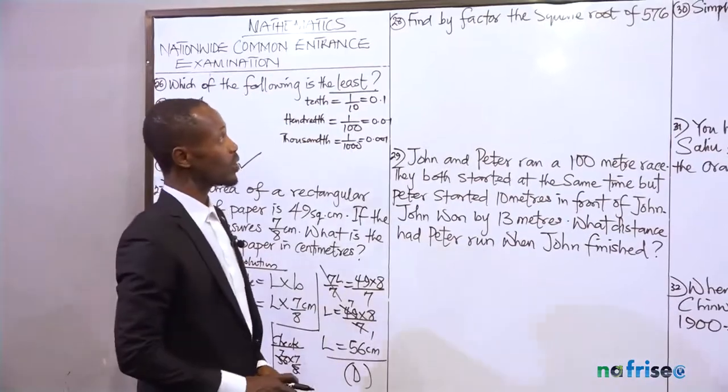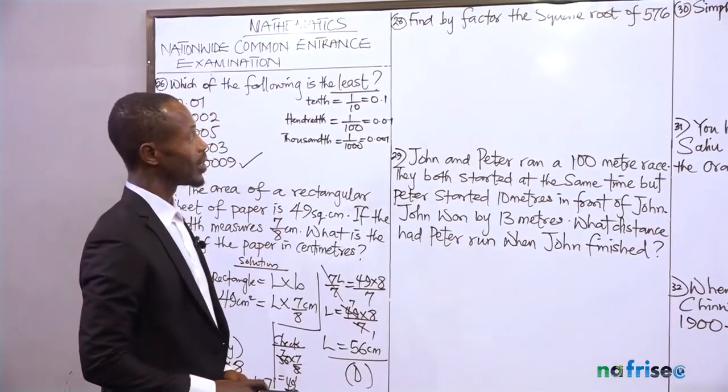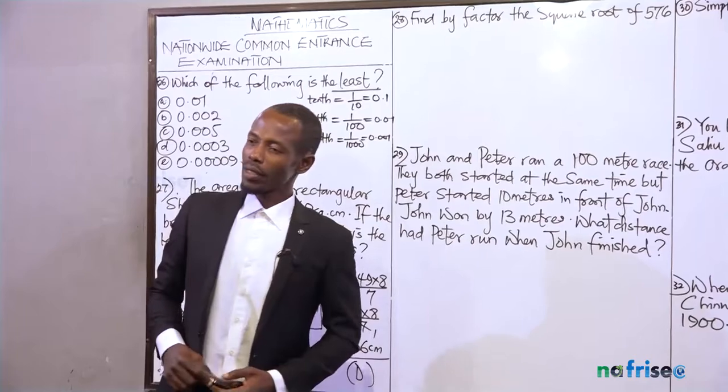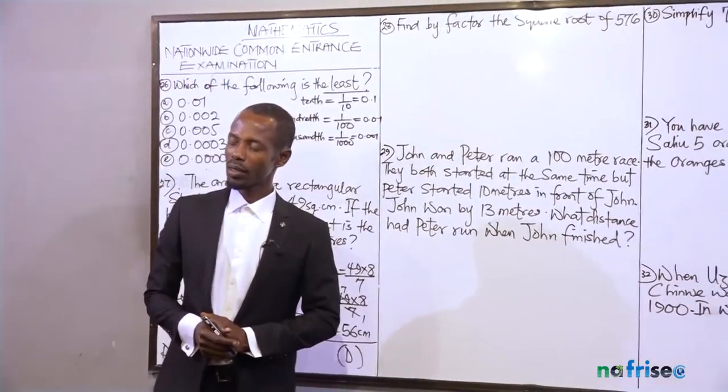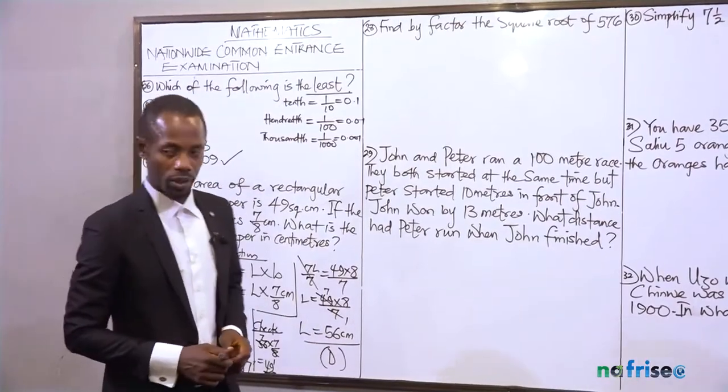Are you there? Okay, still on a friendly note. Find by factor the square root of 576. There's nothing difficult here. You start wondering, square root of 576, how do they expect us to get it? It's not hard. Just be calm. Do this. Are you ready?